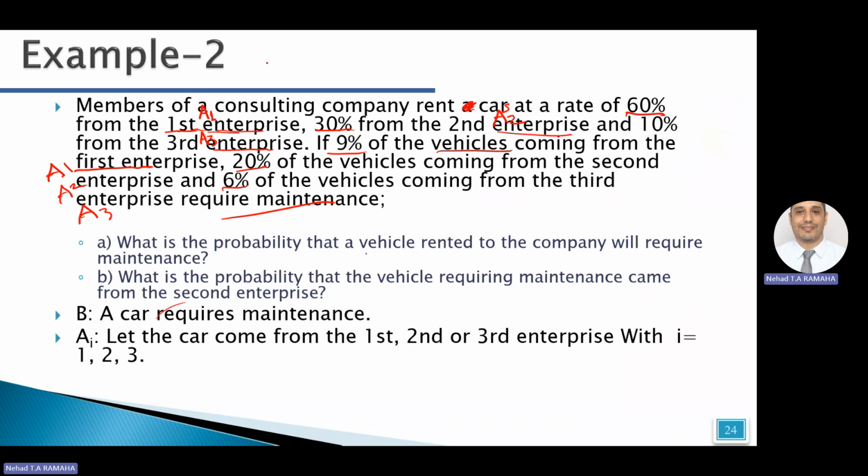What is the probability that a vehicle rented to the company will require maintenance? Did we mention any condition here? No, we did not mention any condition. So if we say B means the car needs maintenance, we need the probability of B, yes? How to calculate the probability of B? This is general B, not B belonging to a specific one.